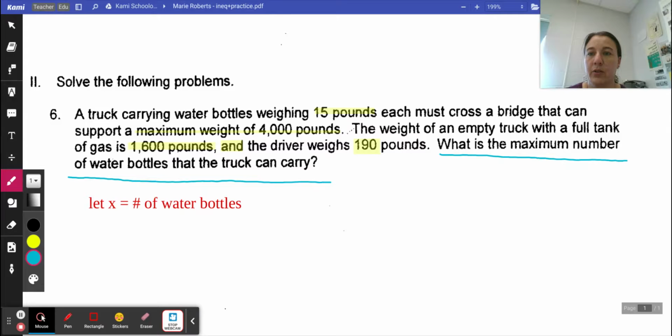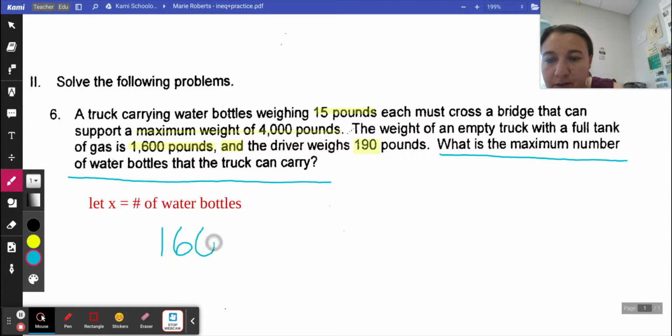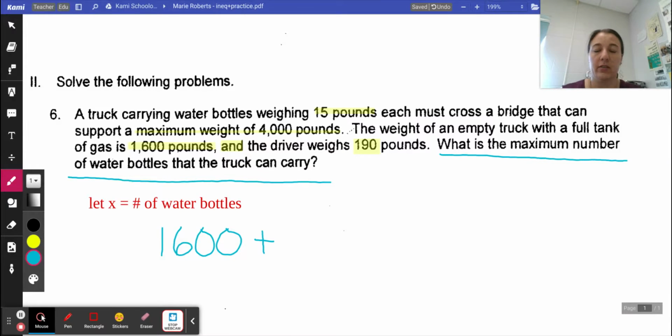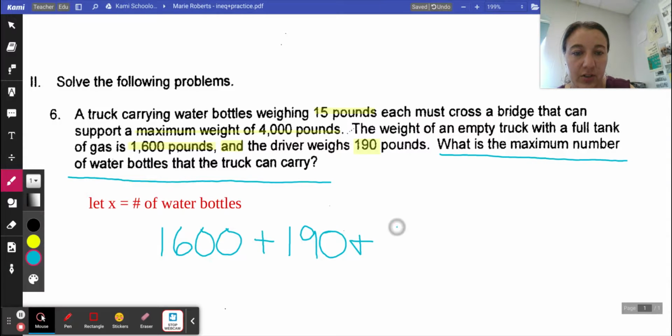I said what are we doing? We're getting in a truck, and the truck weighs 1,600 pounds. So I got that. And, which means plus, there's a driver, which is 190 pounds. That driver's going to walk around and put the bottles in the truck, which are 15 pounds each. So 15 pounds for one, 30 pounds for two bottles, 45 pounds for three. So I keep adding multiples of 15. So that's multiplying by the number of water bottles, which we said we don't know, so it's X.